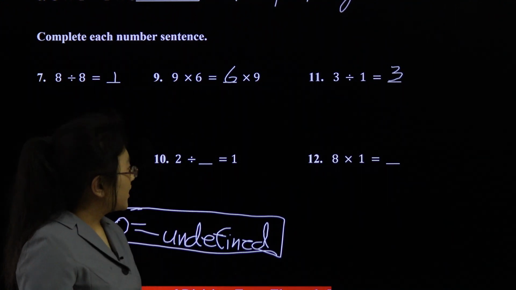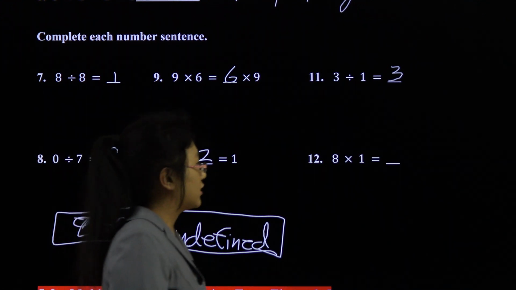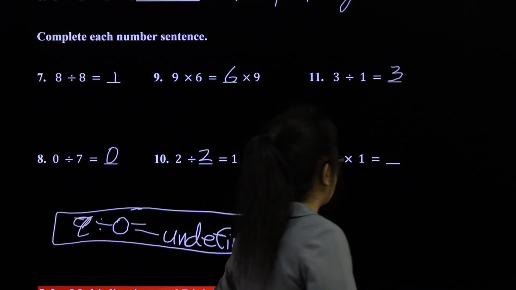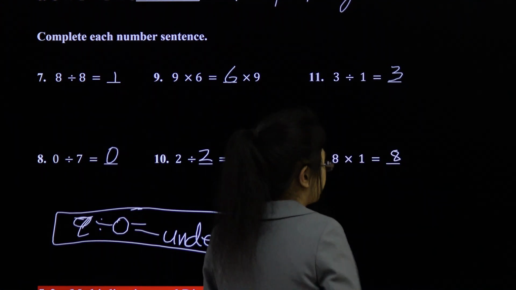2 divided by something equals 1. Anything divided by itself equals 1. 2 divided by 2 equals 1. 8 times 1, identity property of multiplication, equals 8.